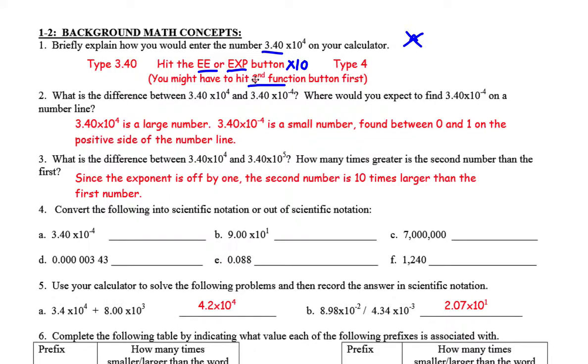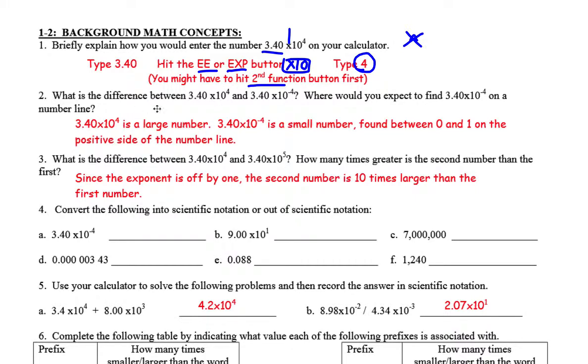What you never, ever, ever, ever, ever do is type in 3.40 and then hit the multiplication and then type in a 10. You never use a multiplication sign when you're typing in a number in scientific notation. You type in 3.40 and then EE or EXP or second function EE or something like that, or even this button if you have this on your calculator. And then you want to tell the computer how many times to multiply 3.40 times 10. So that's where you put your exponent in. So 3.40, then one of these buttons, and then 4. Never hit multiplication. Don't hit times 10.